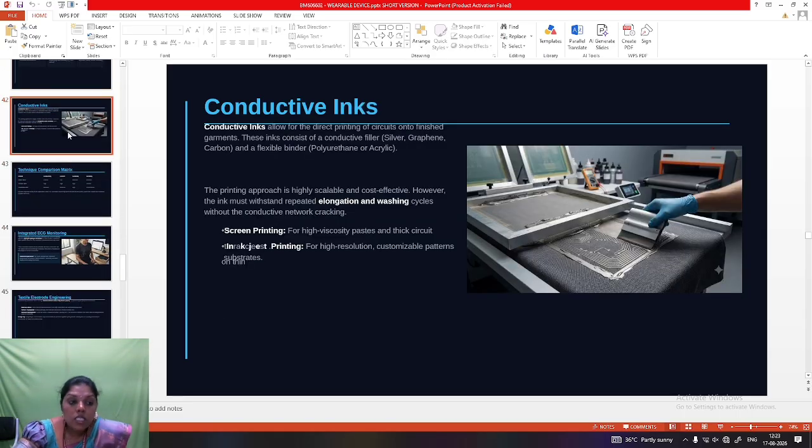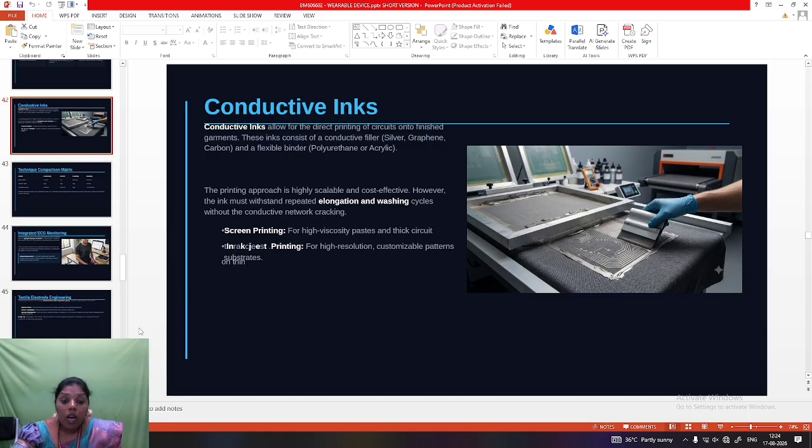Next topic is conductive inks. Conductive inks allow for the direct printing of circuits onto finished garments. This ink consists of a conductive filler, silver or graphene, and a textile binder. The printing approach is highly scalable and cost effective. However, the ink must withstand repeated elongation and washing cycles without the conductive network cracking.